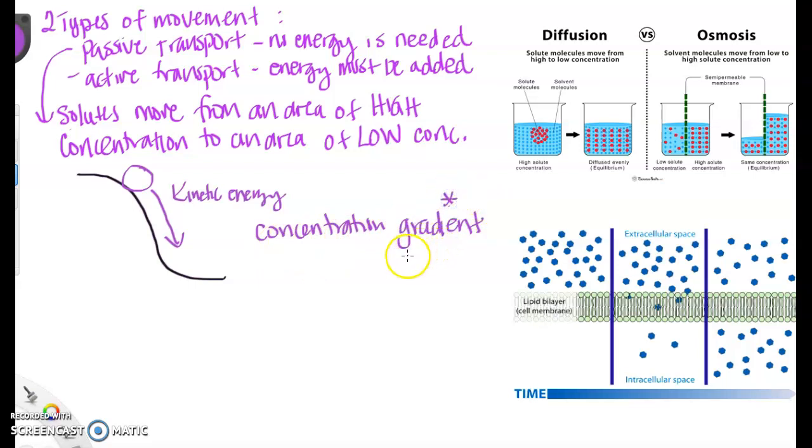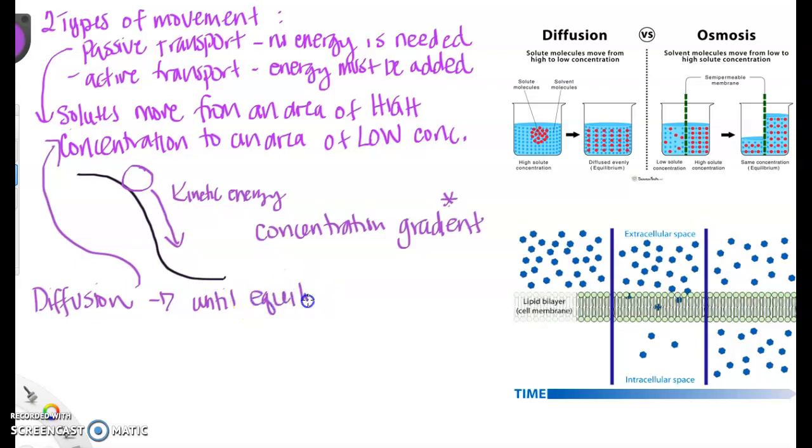Okay, so in passive transport, with the movement of solutes, we're talking about something called diffusion. And this is the movement of solutes from a high concentration to an area of low concentration. Okay, and it does that until equilibrium occurs.